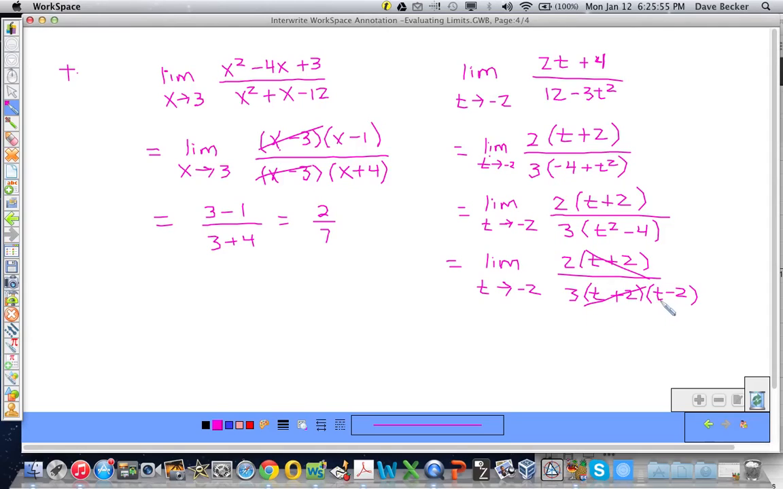And now when I replace t with -2, I do not get a 0. So now that equals, all I have left in the numerator is a 2. And down in the bottom I have 3 multiplied by replacing this t with -2, I get -2 minus 2. Okay. And we simplify that, so that's 2 over 3 times -4, which is 2 over -12, which simplifies to -1/6.